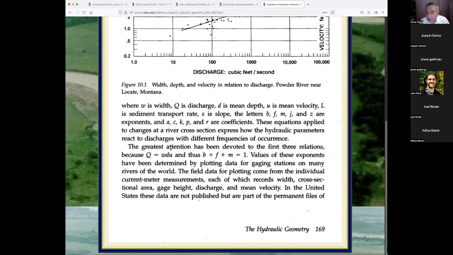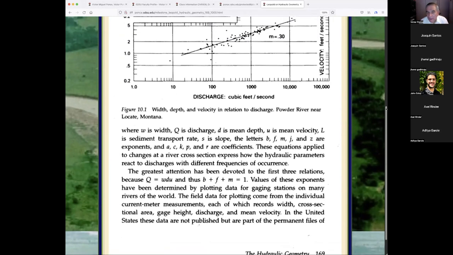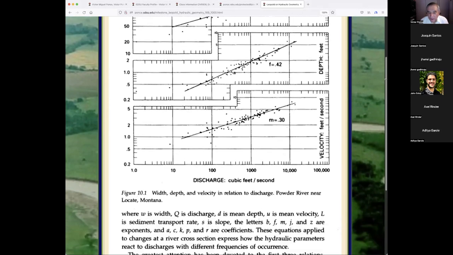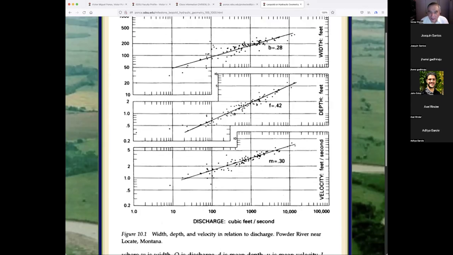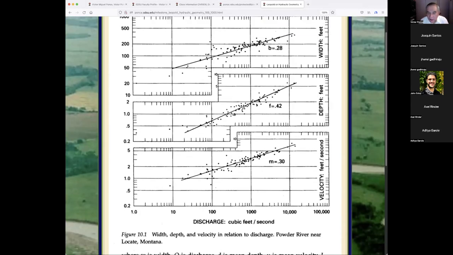The greatest attention has been devoted to the first three relations because Q equals W d u, and thus b plus f plus m equals 1. That has to match, otherwise there's something wrong in the data. And right there, that looks good. Note that he didn't say the correlation coefficients, but to me, these correlation coefficients look like 0.8, at least 0.7, if not 0.8. So they're good.